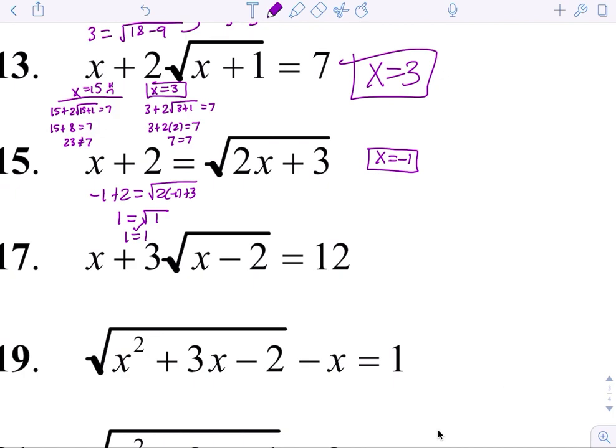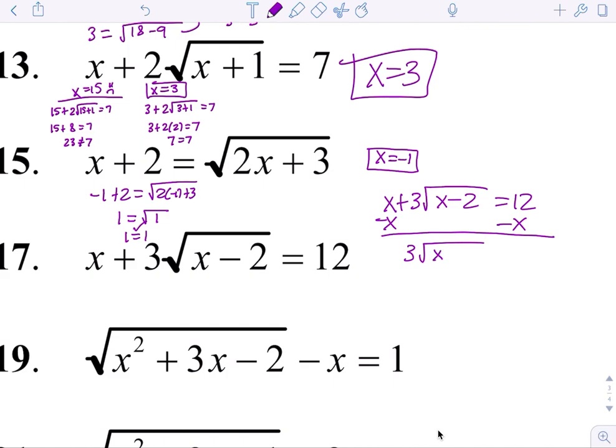17. Okay, so isolate our radical, so subtract x from both sides. 3 radical x minus 2 is equal to 12 minus x. Divide both sides by 3. Radical x minus 2 is equal to 12 minus x all over 3.